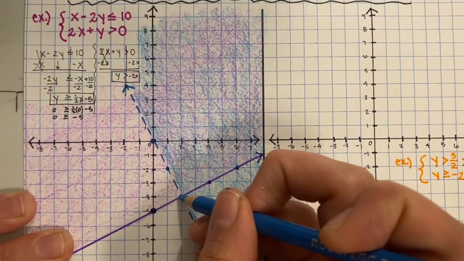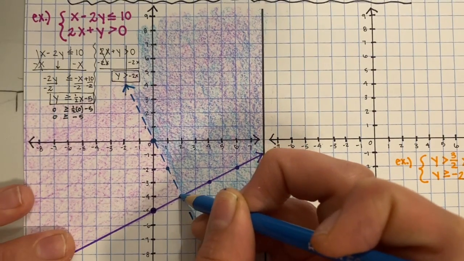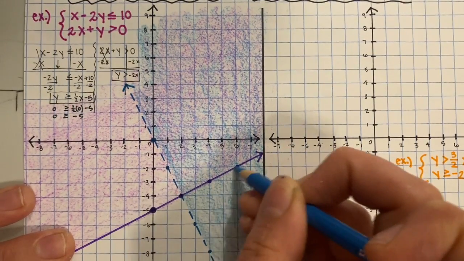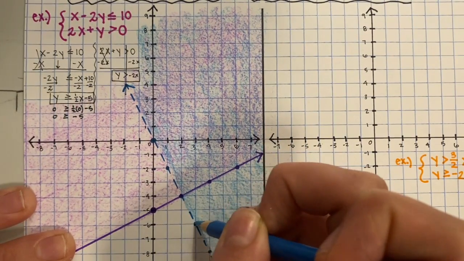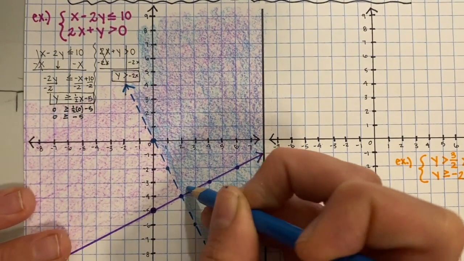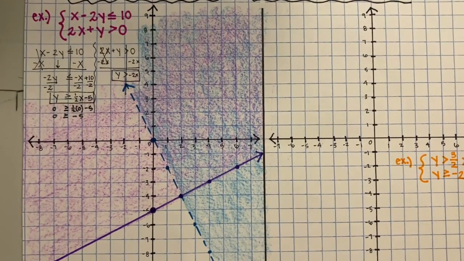So for example, this coordinate would not be in the system because although it's on our solid purple line, which is good, it's also on the dashed blue line, and that's not okay. It would have to be above our dashed blue line. So let's do one more example.